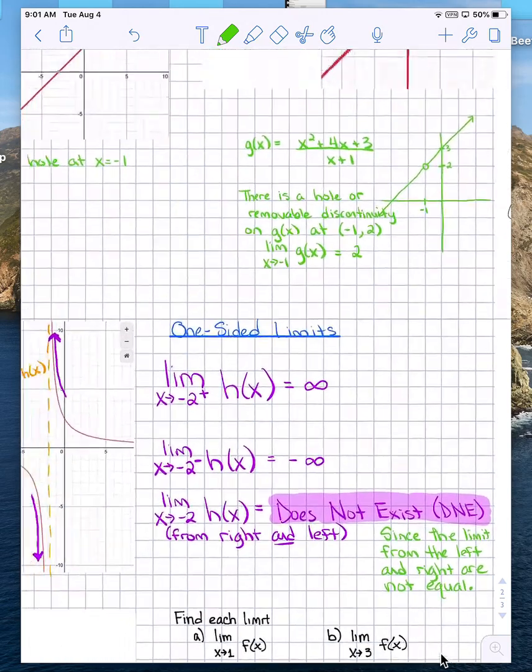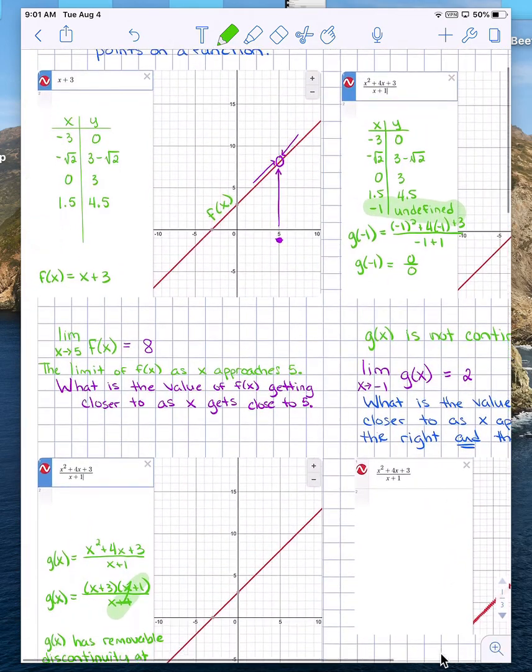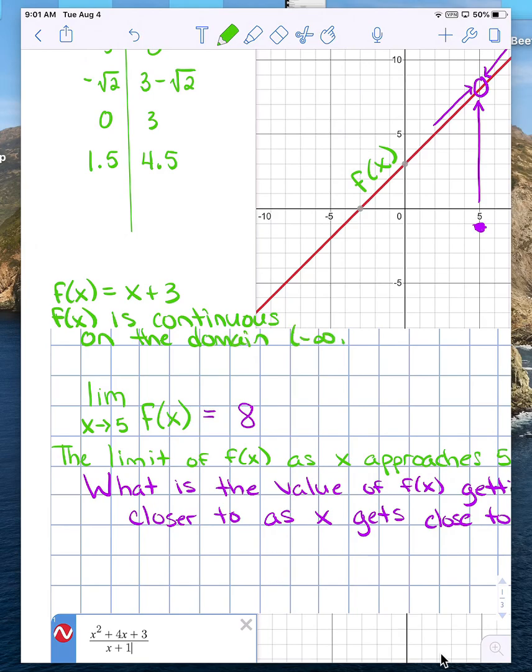You have now looked at some idea of continuity. Informally, we've looked at removable discontinuity. Well, we looked at a function that is continuous. So I guess I didn't say that before. f of x is continuous on the domain negative infinity to infinity. This function is continuous everywhere. Every point is there. Nothing's really interesting about it. Every point exists. There's not a hole. There's not a gap. There's not a vertical asymptote.